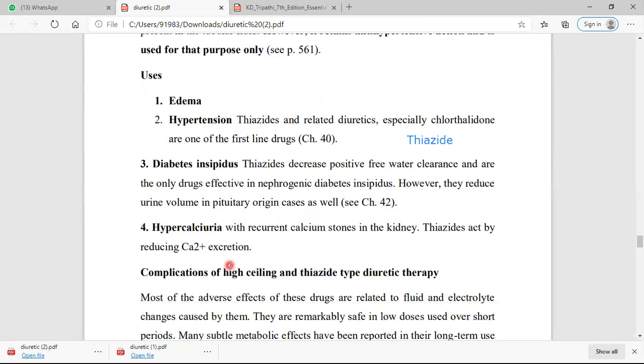Hypercalcemia, it is recurrent calcium stone. Thiazide acts by reducing the calcium excretion. It is used in hypercalcemia.